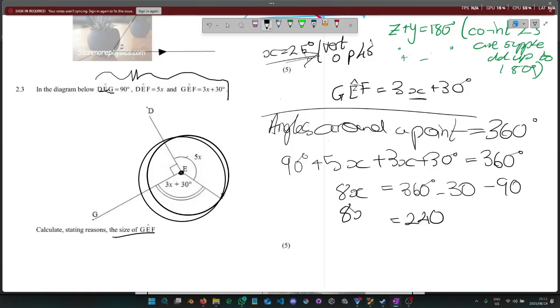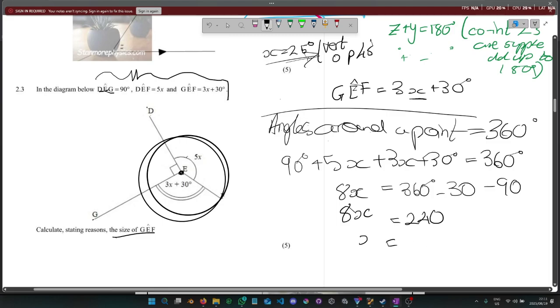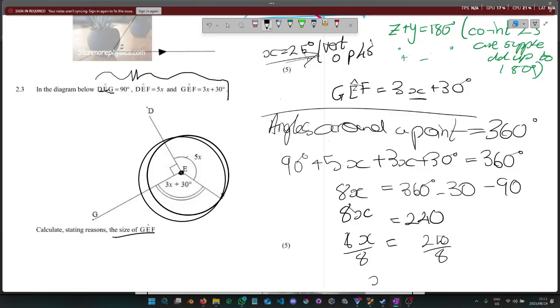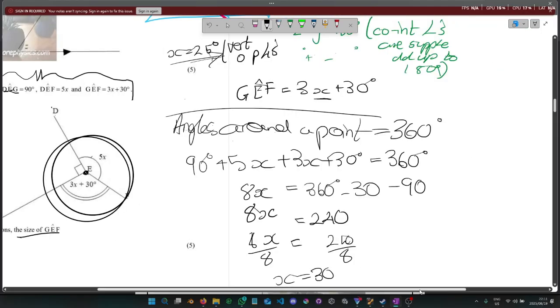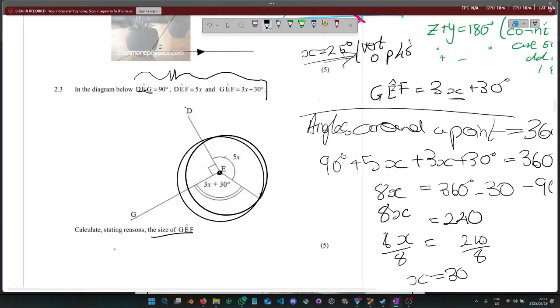8x, right? The x will be equal to 30 because, sorry, let me actually show that. 8x divided by 8, 240 divided by 8. Therefore, x will be equal to 30, right? But that's not what they're asking us. We still have to work out the size of GEF.